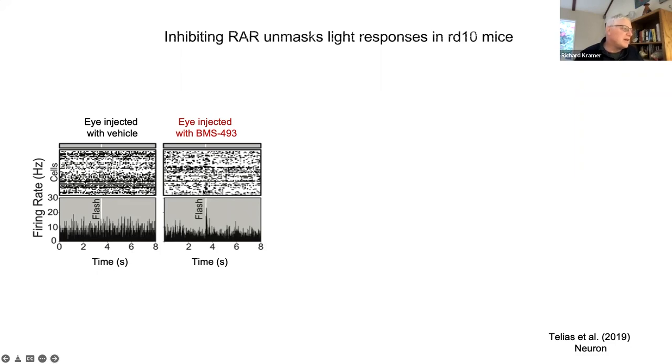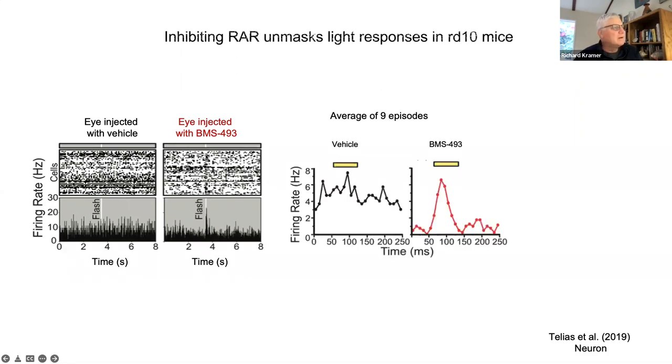And you can see that it's a very brief light flash, but there are some spikes that occur right during or after the light flash. And this is the summation of all the spiking in that particular recording. This is if you take 9 flashes of light, you average them together from this same recording, you can clearly see that the light response has emerged from the background activity, which by the way is reduced in the eye that's been injected with BMS-493.